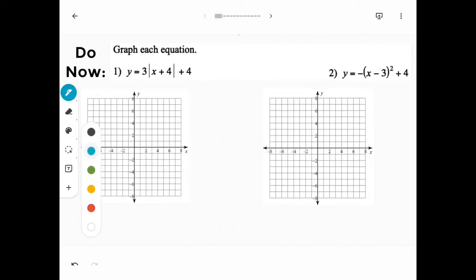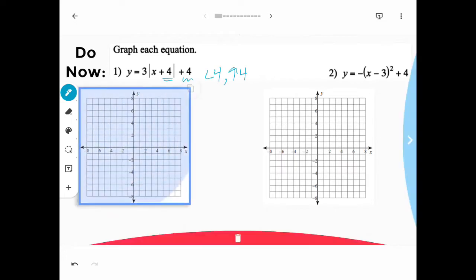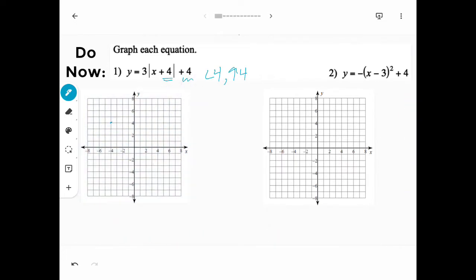Okay, for our absolute value functions, what we want to do is start by figuring out how this graph moved left, right, up, or down to figure out where the new vertex is. This 4 will move my graph left 4. And the 4 outside is your k value, which will move it up 4. So that means that my new vertex, instead of being at (0, 0), is at (-4, 4).